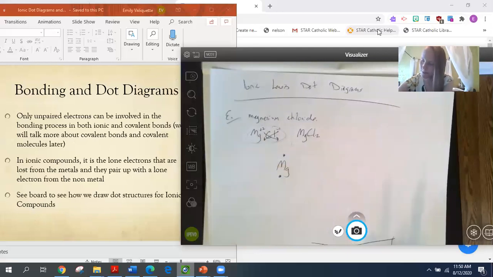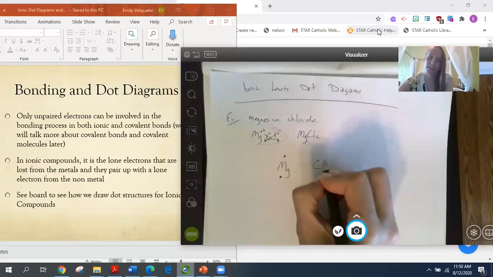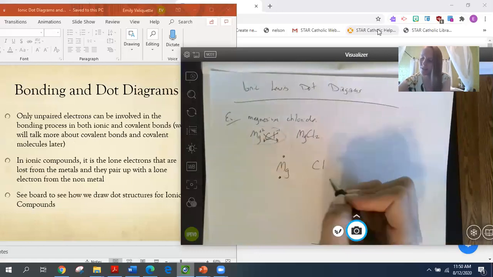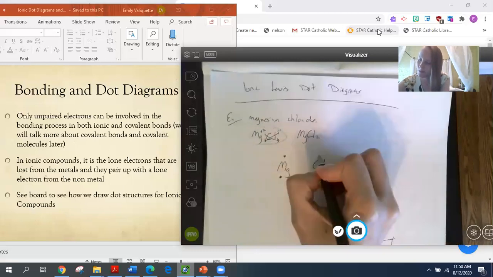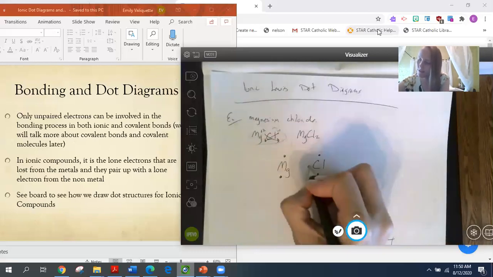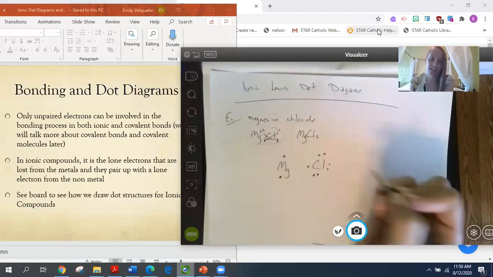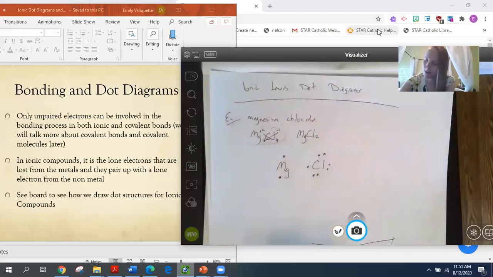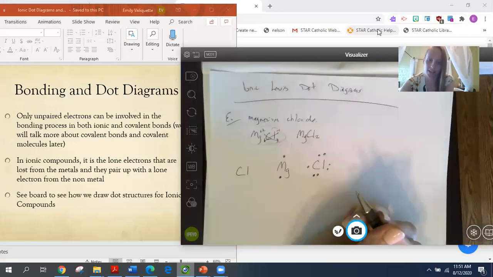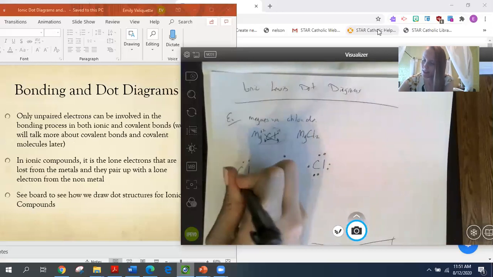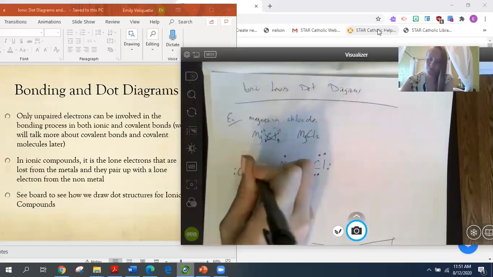so you could draw them here and here instead if you would like. And then for my chlorine, it is in the 17th column of the periodic table, meaning that it has 7 valence electrons. So 1, 2, 3, 4, 5, 6, 7. And I am going to need 2 of those, so I'll draw one on the other side of the magnesium as well. Obviously, it's going to look the same.